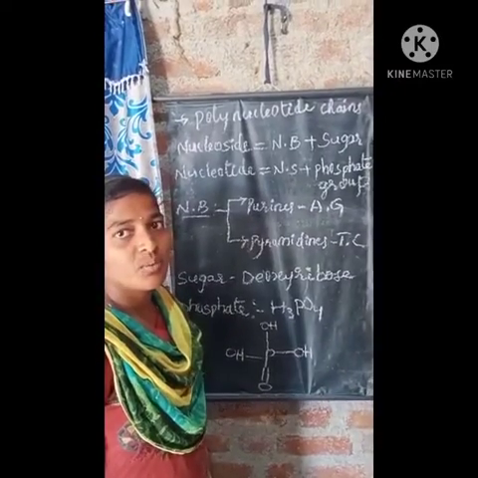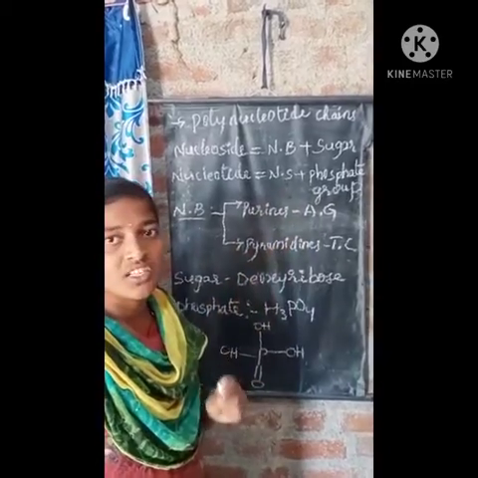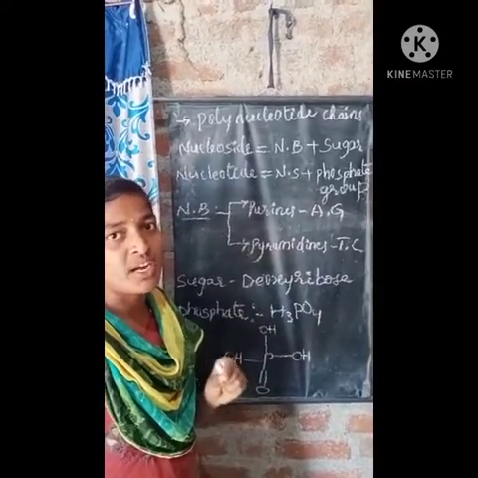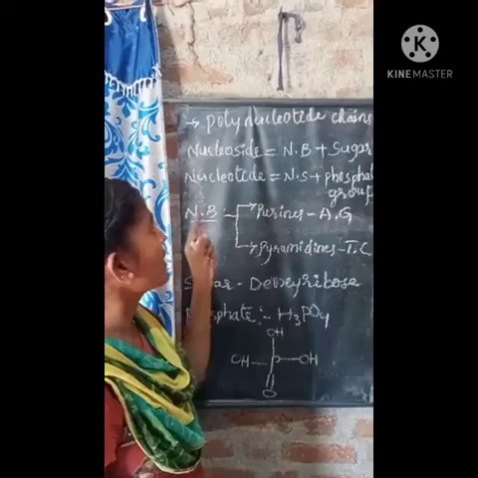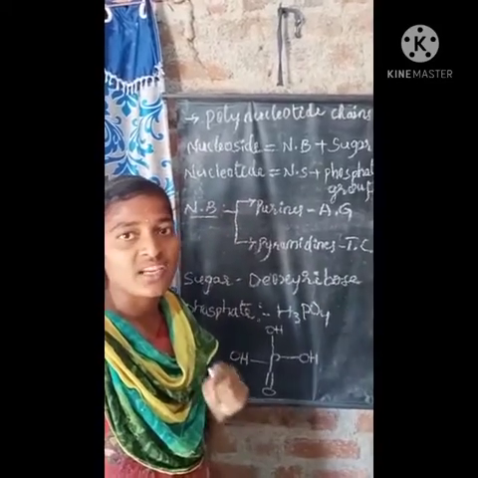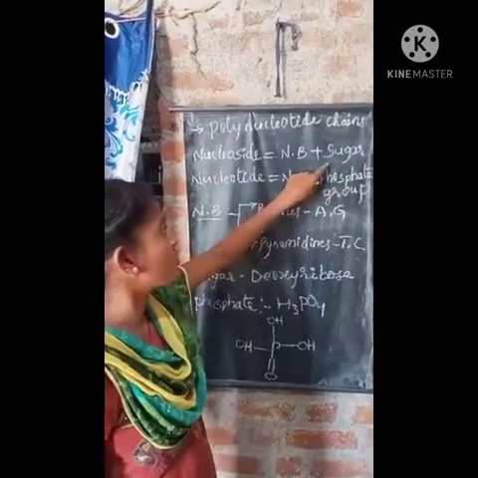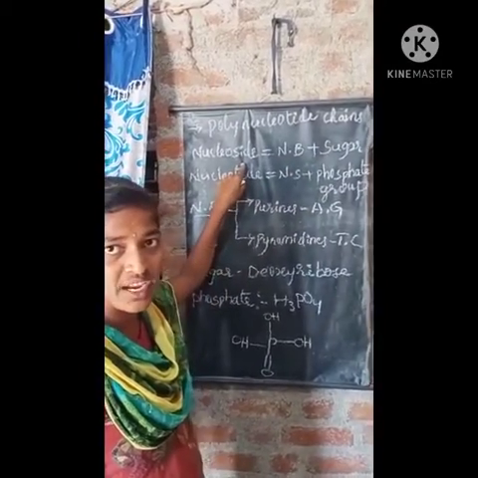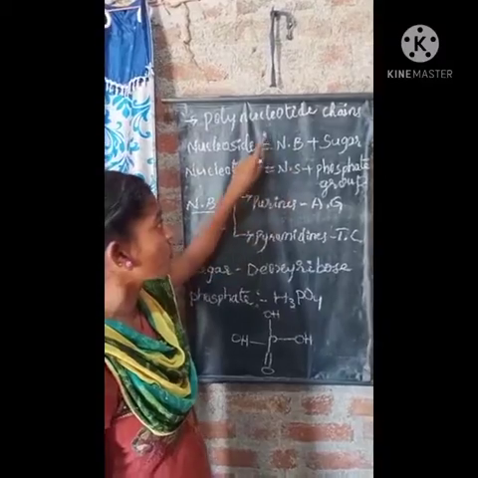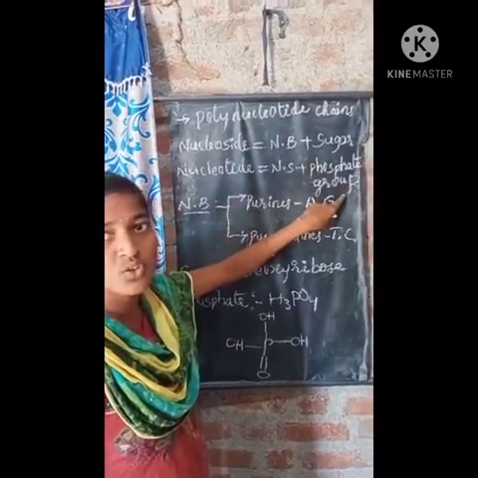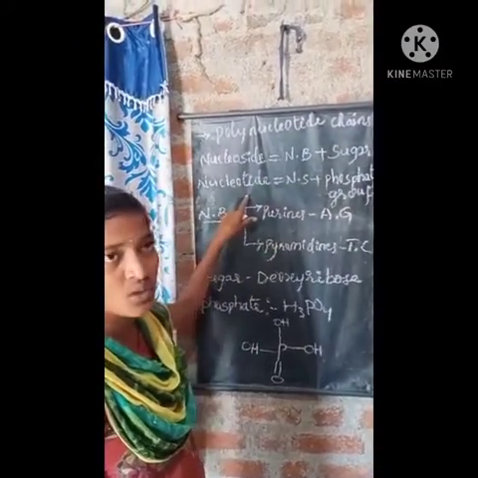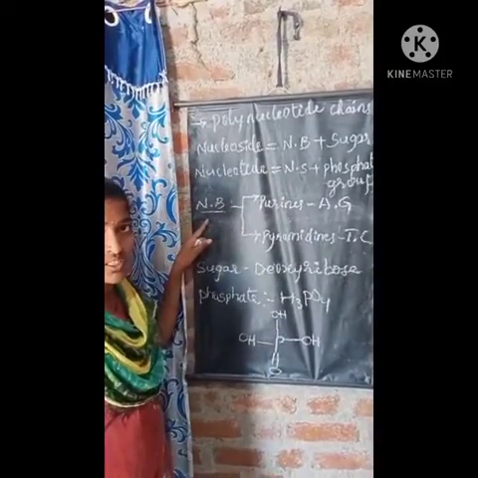It is made up of polynucleotide chains. It is a polymer. Each polymer contains monomer units, and it contains nucleosides and nucleotides. The combination of nitrogen bases and sugars is known as nucleoside, and the combination of nucleoside plus phosphate group is known as nucleotide. First, nitrogen bases.